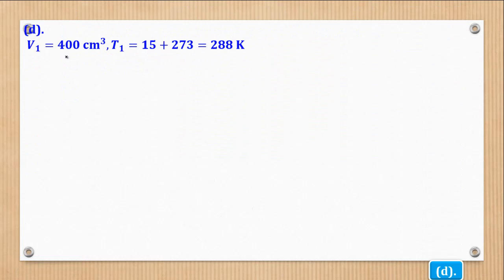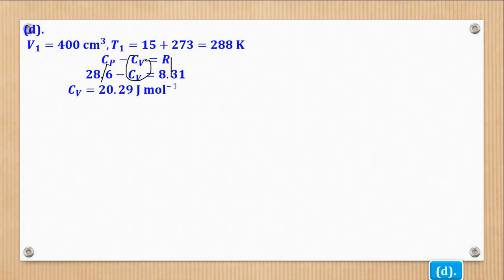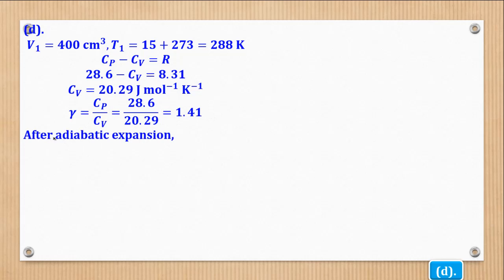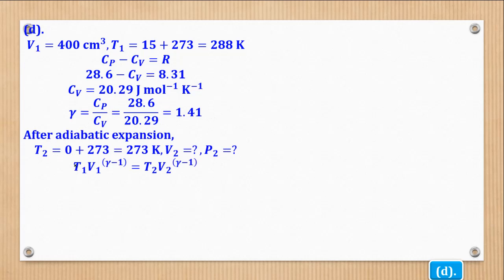So initially that is what we have. V1 is that, temperature in Kelvin form is that. So we know that Cp minus Cv is equal to capital R. To substitute for this and this to be able to get this Cv. Then from there you can get this ratio now, which is 1.41. After that, we can now say after adiabatic expansion, temperature becomes this, volume and pressure we don't know it. So TV to power ratio minus 1 is constant, so we can get this equal to this.